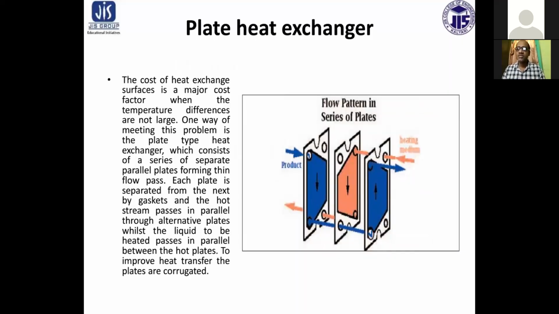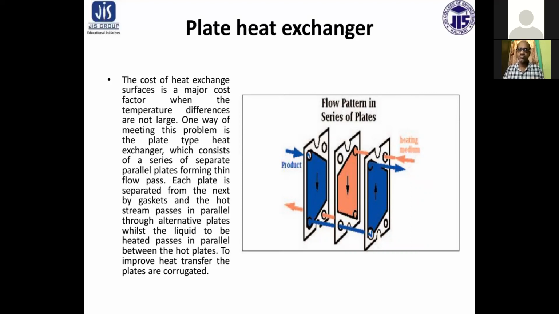This is the figure of a plate heat exchanger. Sometimes the cost of heat exchanger surface is the major cost factor when temperature differences are not large. One way of meeting this problem is the plate type heat exchanger. In a shell and tube heat exchanger, the tubes are very costly, so to avoid the cost when the temperature difference is not so high, this type of plate heat exchanger is used.